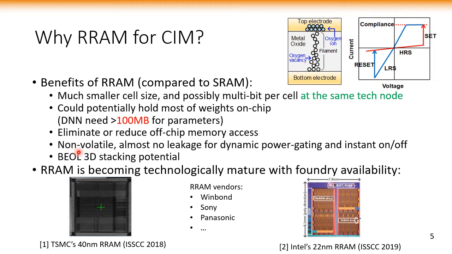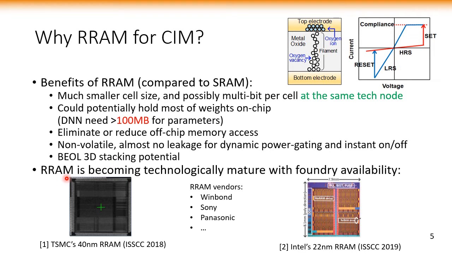And also, RRAM is a non-volatile memory. That means we can power off the chip without losing the data. Therefore, we can enable instant on and off for the inference with dynamic power gating. We don't need to reload the model as we do for the SRAM-based solution. And also, RRAM can be stacked in 3D fashion at the back end of the line. Therefore, we can envision a monolithic 3D integration with the RRAM on the top tier of the CMOS.